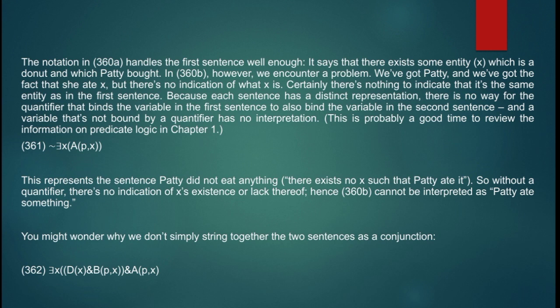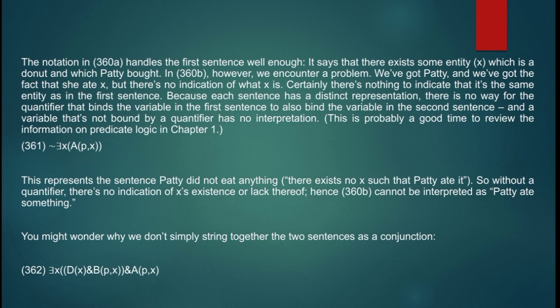So in 361, this represents the sentence Patty did not eat anything. So there exists no x such that Patty ate it. So without a quantifier, there is no indication of x's existence or lack thereof. Hence, 360b cannot be interpreted as Patty ate something.